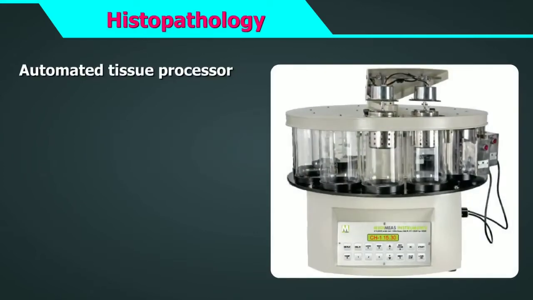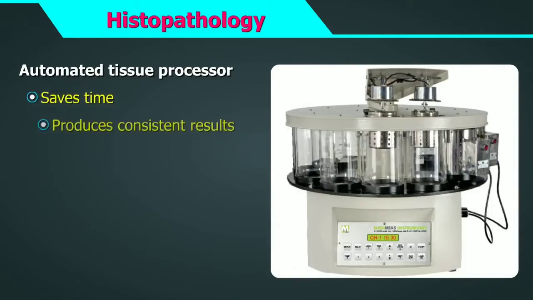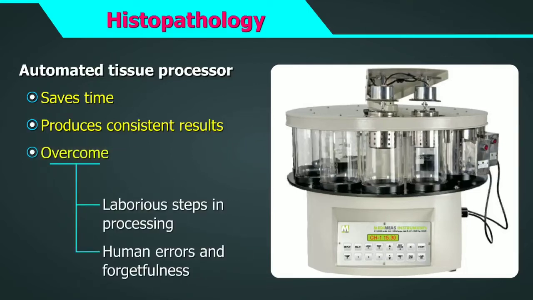In a large pathology laboratory, much of this tissue processing is automated in order to save time and to produce consistent results. All that we described earlier happens in an automated way. This will overcome the laborious steps in processing and human errors and forgetfulness. However, the tissue processor should be maintained well. Here are a few steps to remember.